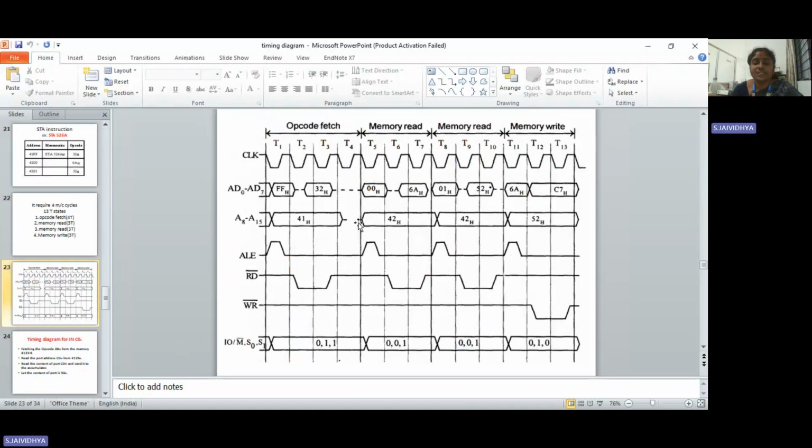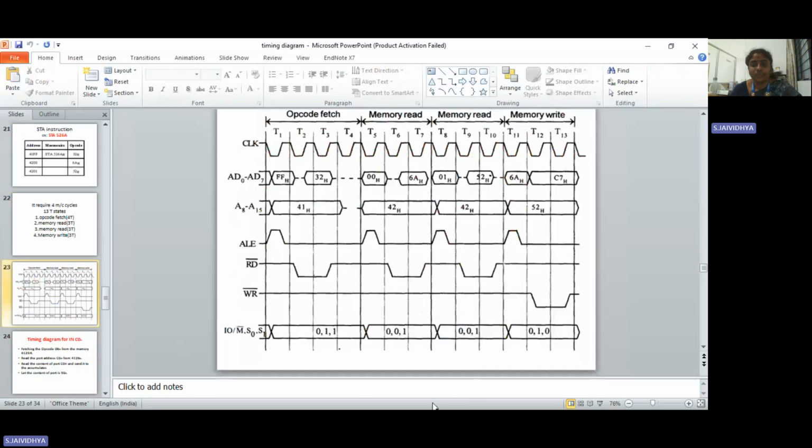That's all. This is the basic information and explanation for the timing diagrams and its basic machine cycles, with an example for each thing.